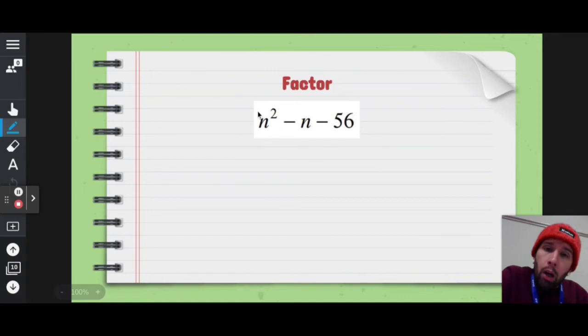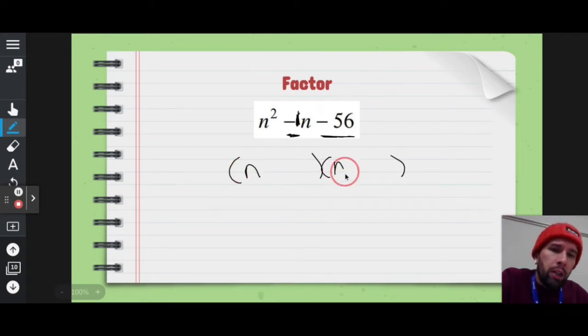Okay. Quadratic again. No number to pull out, no letter to pull out. So we're going to set this up as a "sometimes" problem. I need two numbers that add up to invisible negative one and multiply out to negative 56. So I have n's out front. One's going to be positive and one's going to be negative.